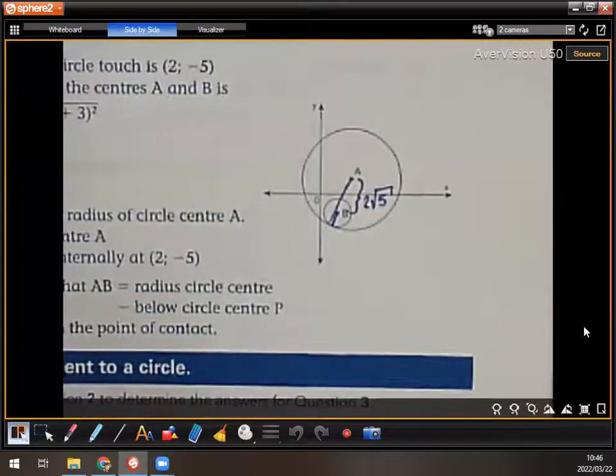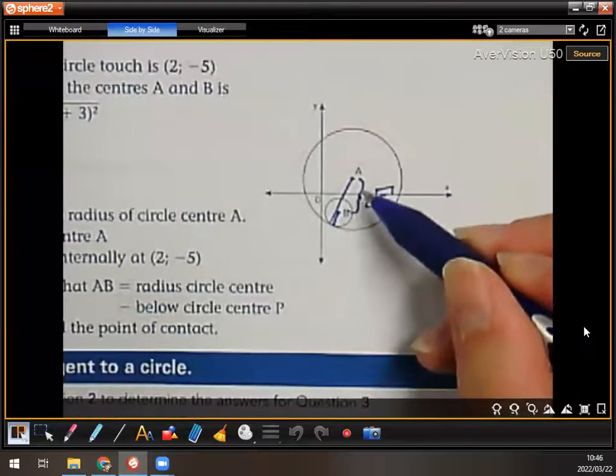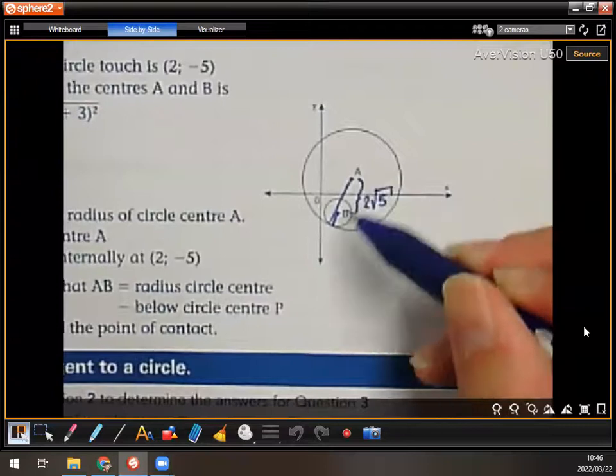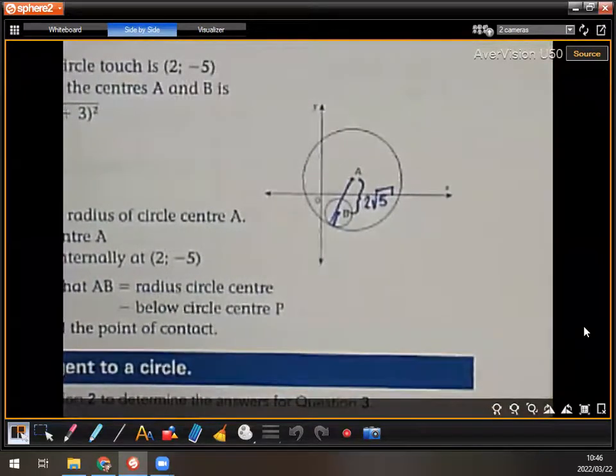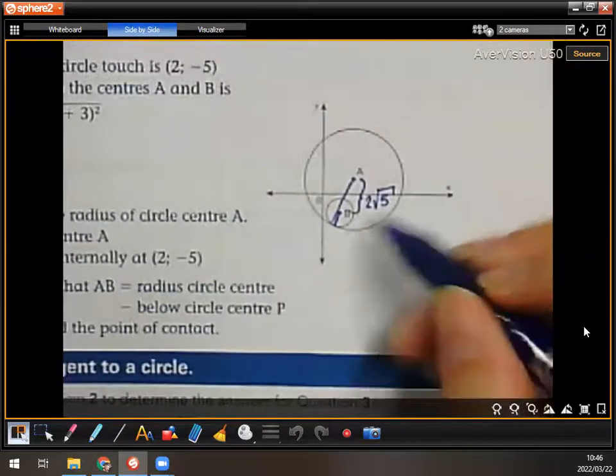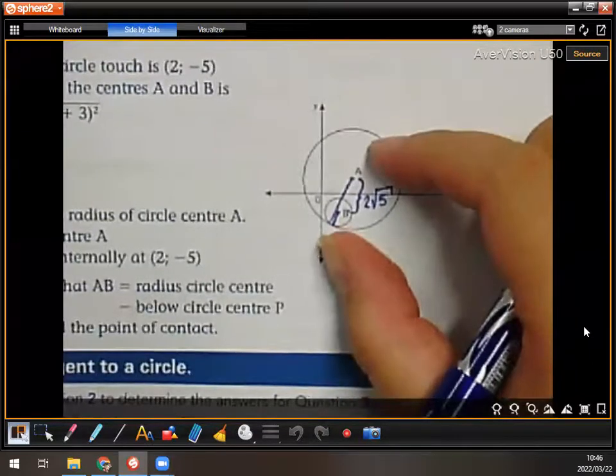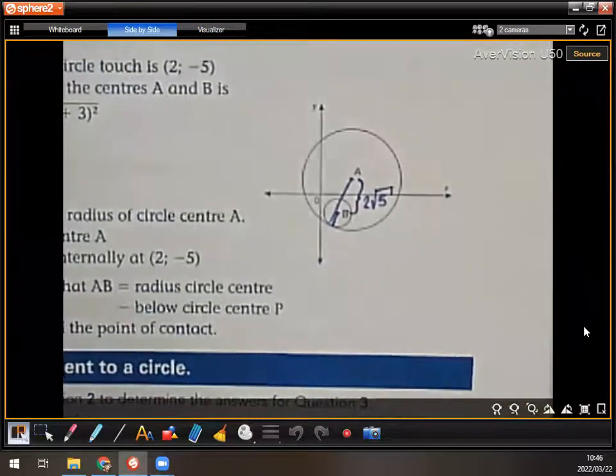Right? Because the distance between the two centers is exactly the difference between the two radii, that means that they touch each other, right? Because the sum of those two lengths is 3 root 5, which is that radius.